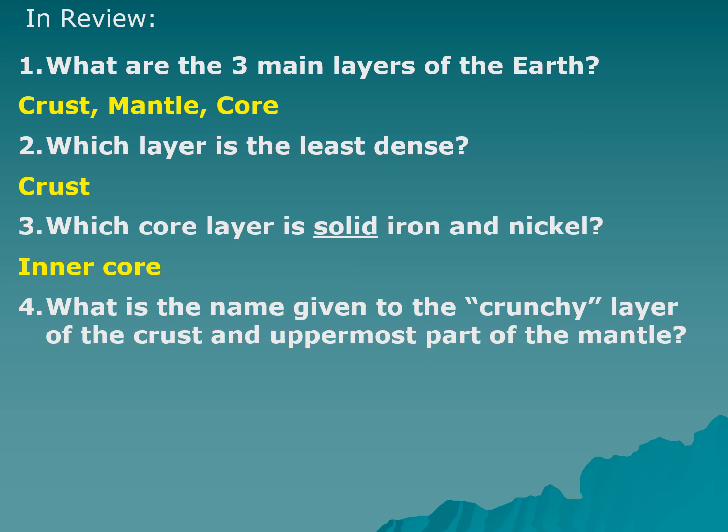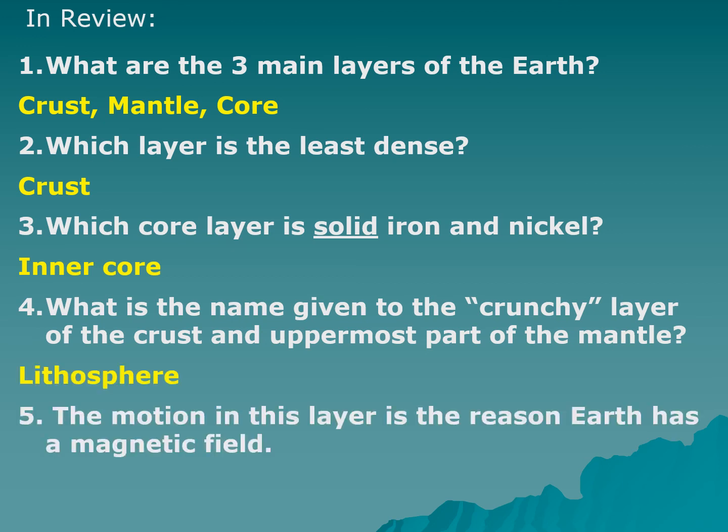What is the name given to that crunchy layer of the crust and the uppermost part of the mantle? Remember, this is where we walk on all that dirt and rocks. That would be our lithosphere. And finally, the motion of this layer is the reason Earth has its magnetic field. Remember all that liquid iron and nickel that's always moving? That would be our outer core.